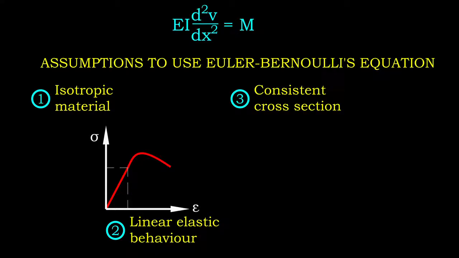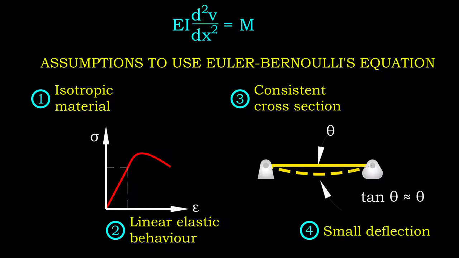The cross-section of beam should be consistent, not only throughout the entire length, but also over the loading history. In this case, the second moment of area, I, for the cross-section remains the same. The deflection of beam is assumed small, which yields small deflection angle as a result. This simplifies the elastic curve equation and uses the current Euler-Bernoulli's equation.